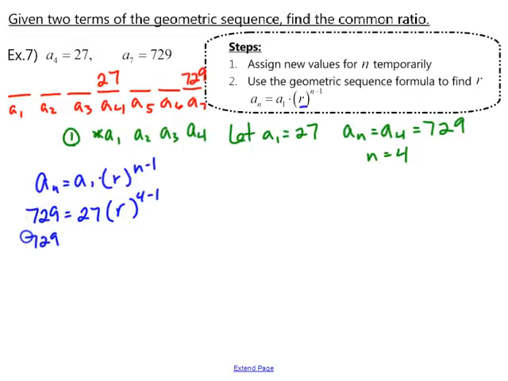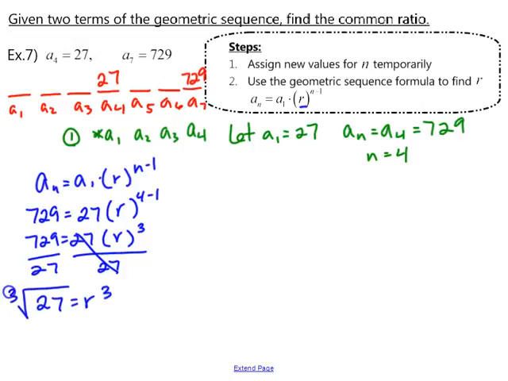So our first step is to simplify our exponent. 4 minus 1 is going to give us 3. Now, we can't do anything with r cubed yet, so we want to divide both sides by 27 so that we can try to isolate r. So on the left side, 729 divided by 27 is 27, which is equal to r cubed. Now, if we want to isolate r, we need to cube root both sides so that these will cancel out, and we're left with 3 is equal to r. So we found our common ratio to be 3.